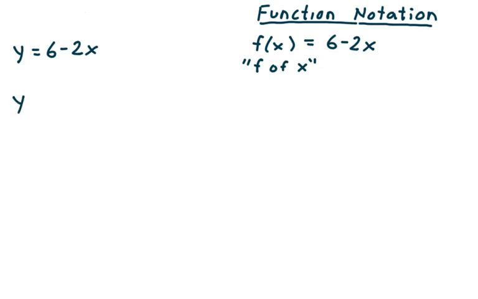Now, if I have y equals x squared minus 2x, instead of writing y, I can write, for example, g of x, where g is the name of the function. And I could say g of x is equal to x squared minus 2x.